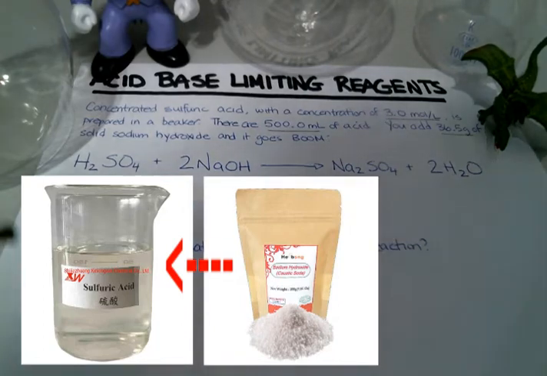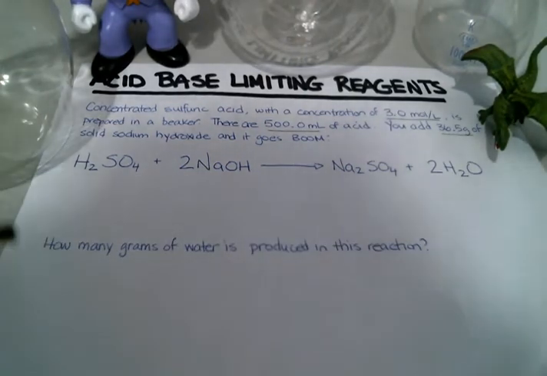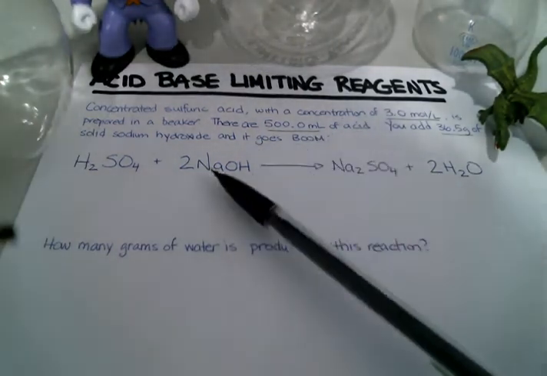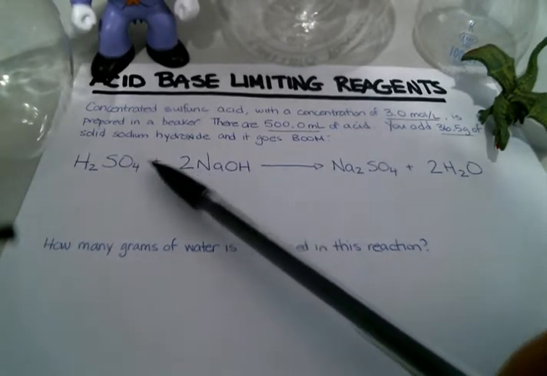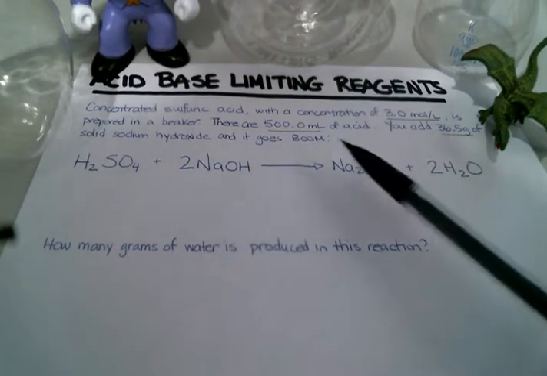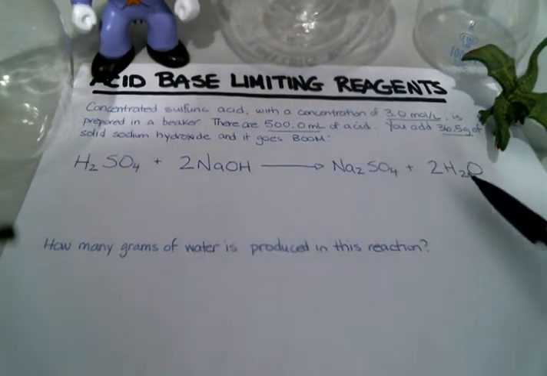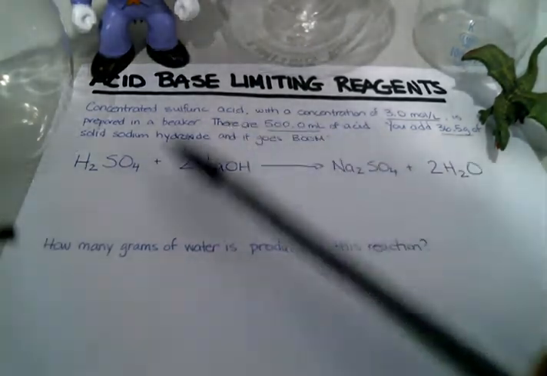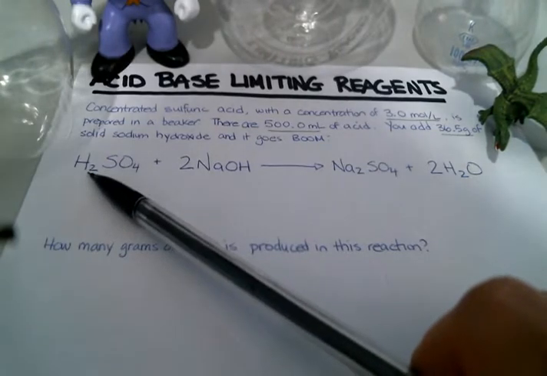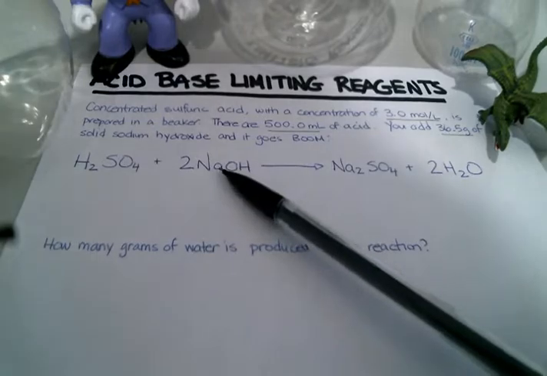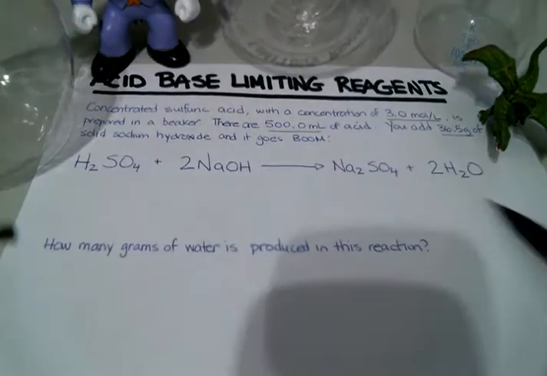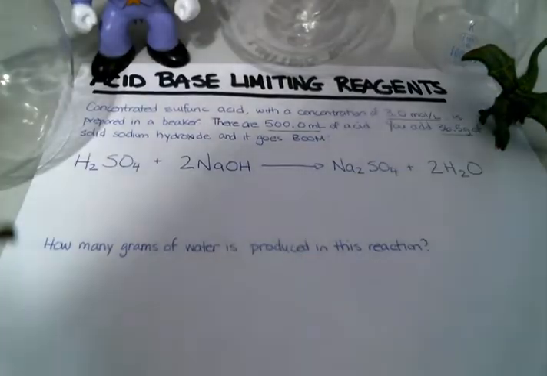But the two products of an acid-base reaction are always the same. A salt that's made up of the cation portion of the base and the anion portion of the acid, so sodium sulfate, and then the other product is water, because the hydrogens, which make an acid, as well as the hydroxides, which make a base, combine into water, and it should neutralize your solution.